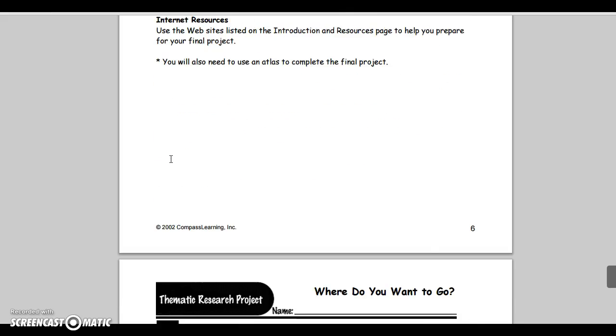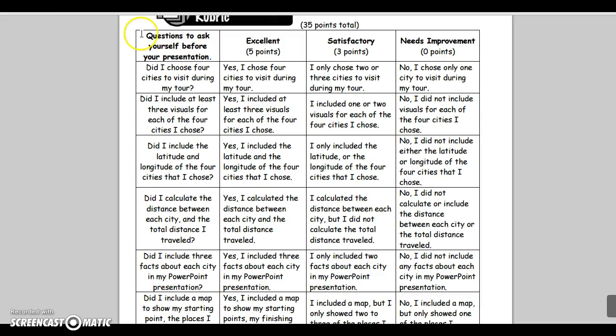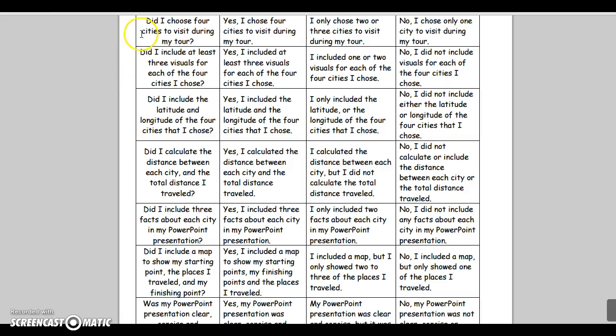And there's also a rubric just to kind of help you. So you'll want to make sure right here where it says questions to ask yourself before your presentation. Well, that's before you hand it in. So you want to make sure you have all these things. Did I choose 4 cities to visit during my tour? So make sure you have 4 cities in 4 different states. Did I include at least 3 visuals for each of the 4 cities I chose? So 3 pictures of what's there, what it looks like, that type of thing.